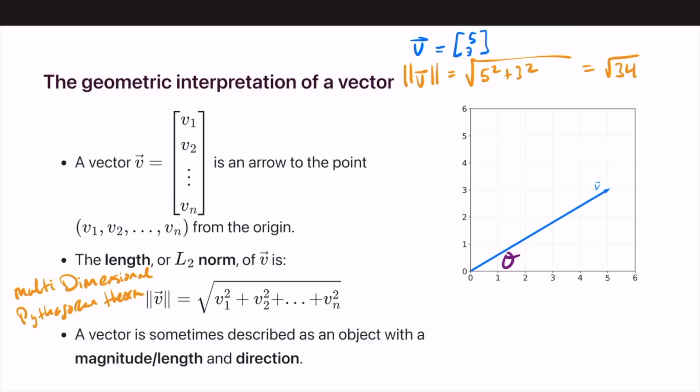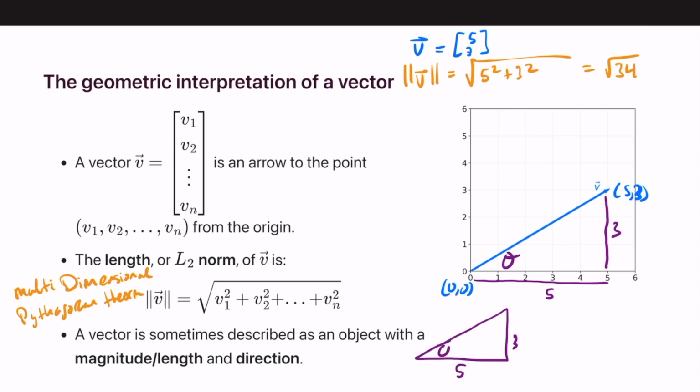And we know we have 0, 0 at the origin, just to make this clear for all of you, and 5, 3. Okay, and so what do we have here? We actually have a triangle. So we know that this is 5, and this is 3. So what we really have is 5, 3, theta.